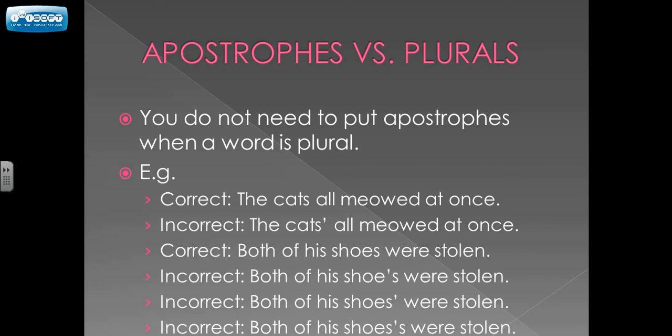And so for another example, both of his shoes were stolen, you just have the S at the end of shoes. And then any of the following would be incorrect, and I've seen them all, which is why I write them here. So both of his shoes's were stolen, incorrect. Both of his shoes' were stolen with an apostrophe after the S, also incorrect. Both of his shoes were stolen. So when you just have a plural word that's just more than one of something, there's no need for an apostrophe. An apostrophe is just going to let us know that something belongs to someone or that you've made a word shorter. So keep that in mind.